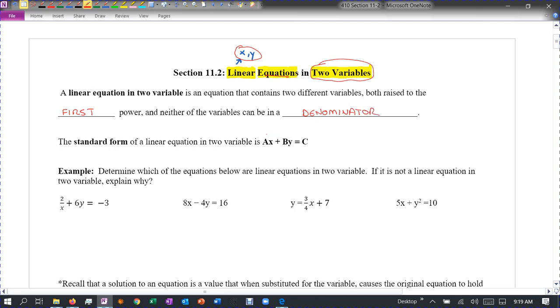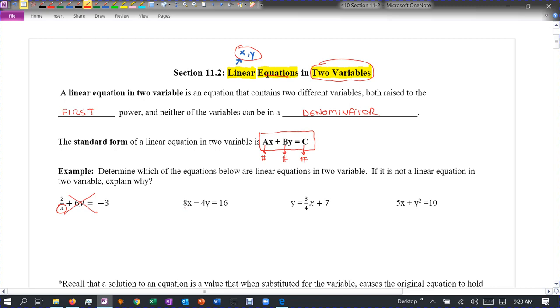So the standard form of a linear equation looks like this. So a here is just a number in front of x, and then b is just another number in front of y, and the other side of the equation is just some number. So let's just take a look at the following and see if they're linear or not. So this first one is not linear because we have an x in the denominator, so that is not linear.